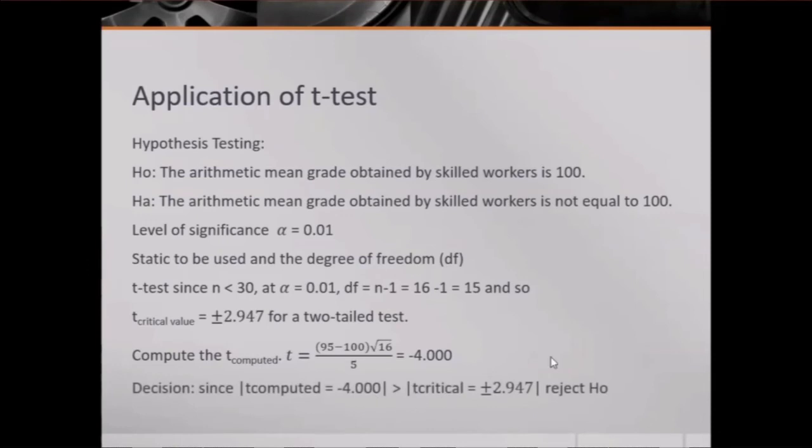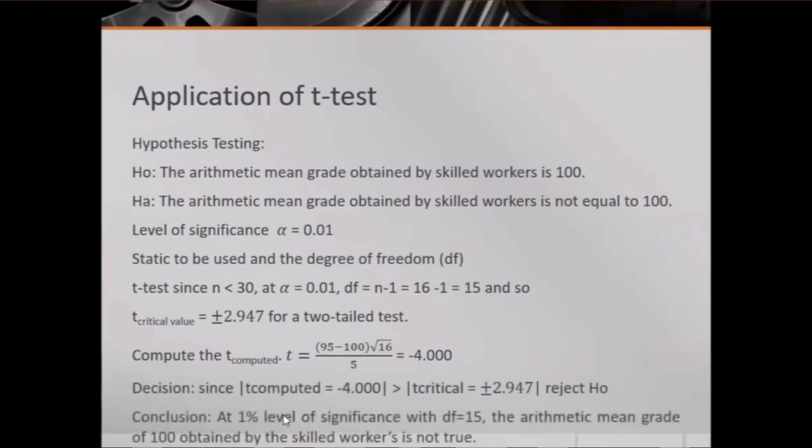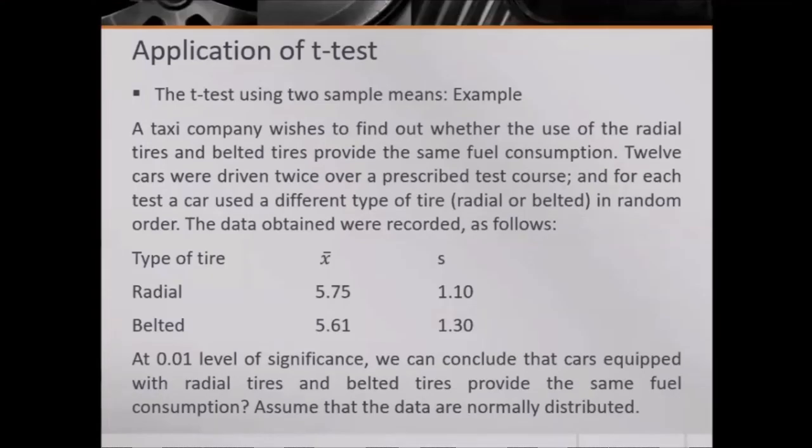Okay, reject ang ating null hypothesis. So conclusion natin, at 1% level of significance with degree of freedom 15, the arithmetic mean of 100 obtained by the skilled worker is not true. Okay, so ang next sample natin ay the t-test using two sample means.